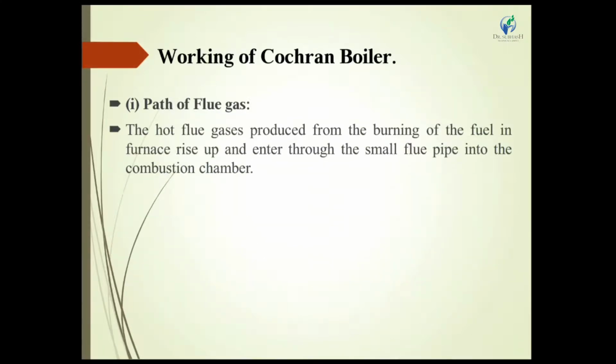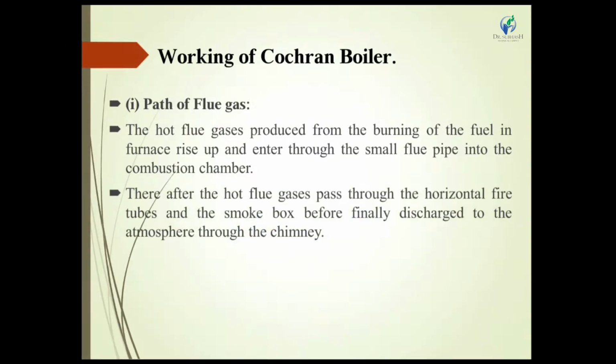The hot flue gases produced from the burning of the fuel in the furnace rise up and enter through the small flue pipe into the combustion chamber. Next, these flue gases pass through the horizontal fire tube and then transfer to the smoke box. Then, finally, they are discharged to the atmosphere through a chimney.